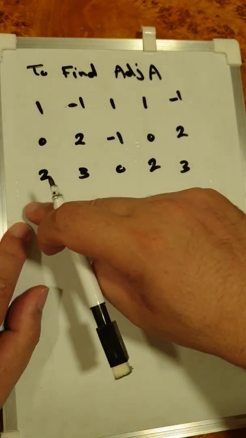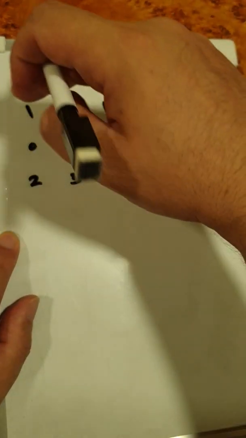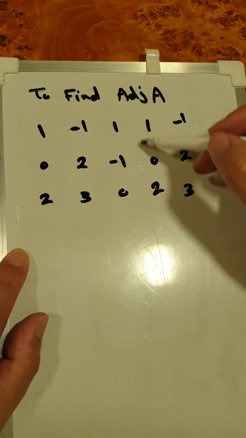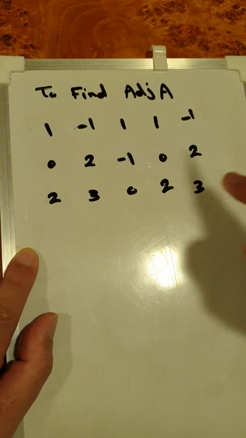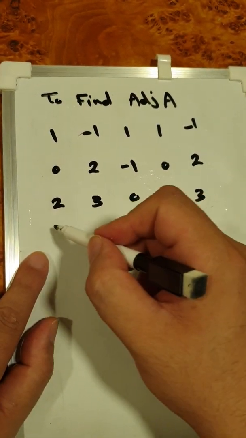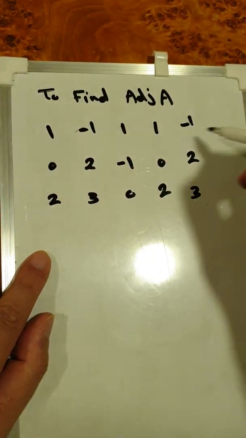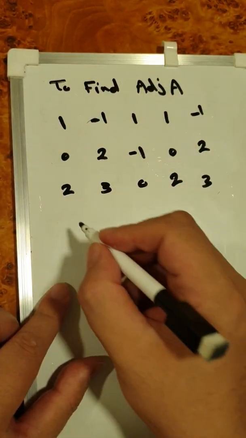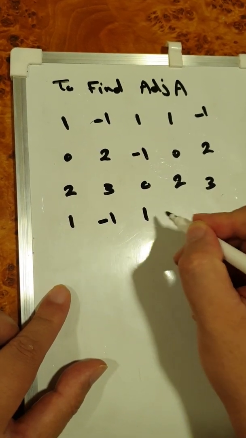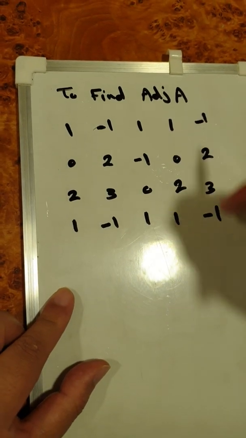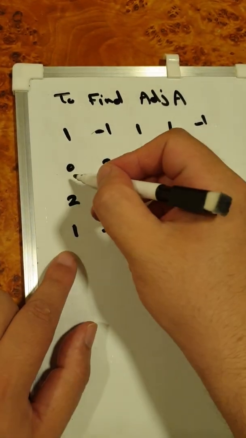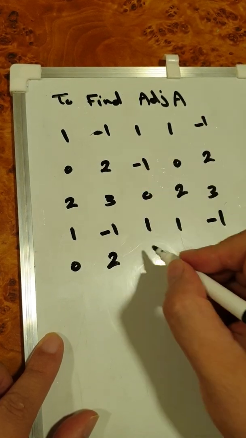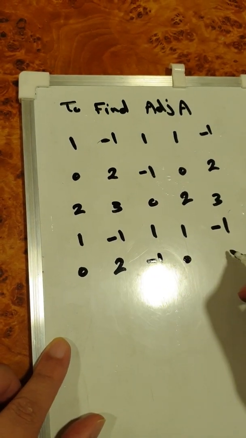Second step, we will add 2 rows here, the first row and the second row. So after repeating the first column and second column, we add 2 rows, repeating the elements of the first row: 1, -1, 1, 1, -1. This is the first row, repeated again here. Also we will repeat the elements of the second row: 0, 2, -1, 0, 2.